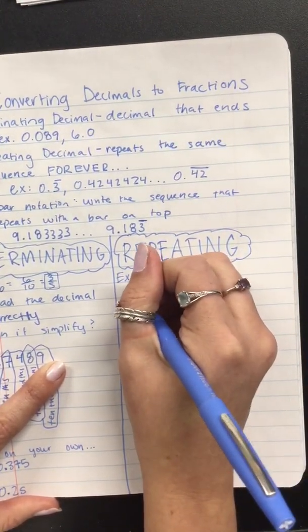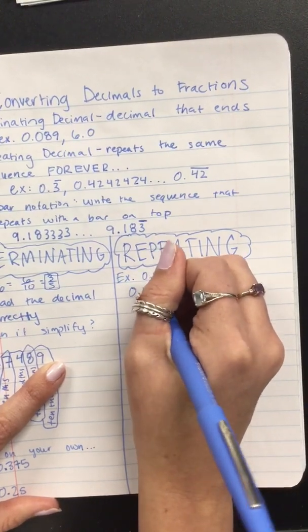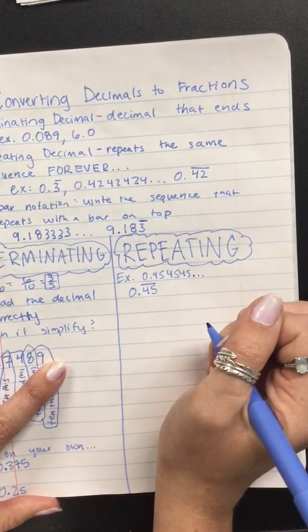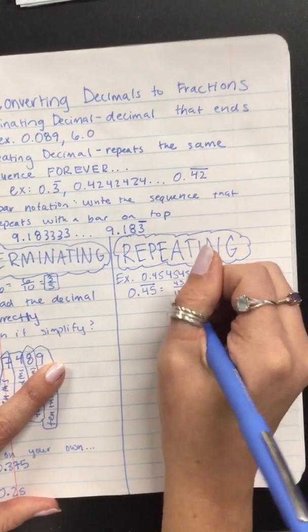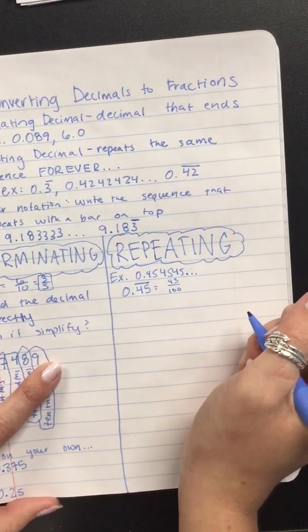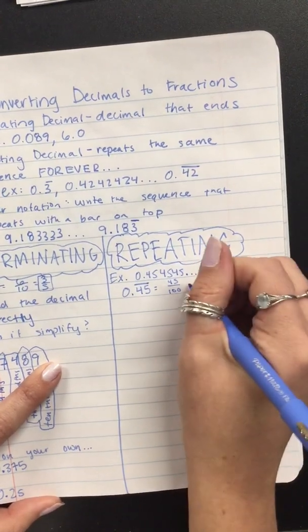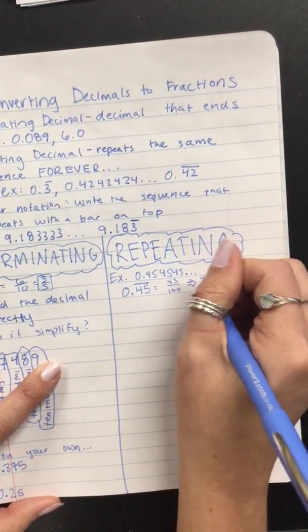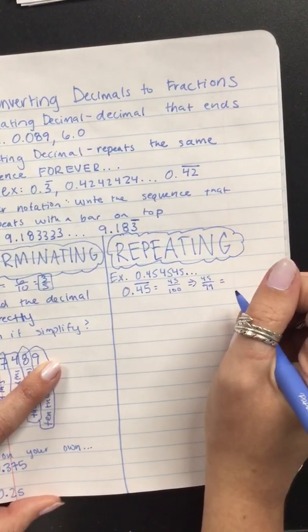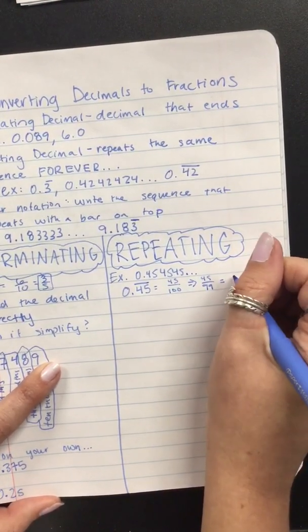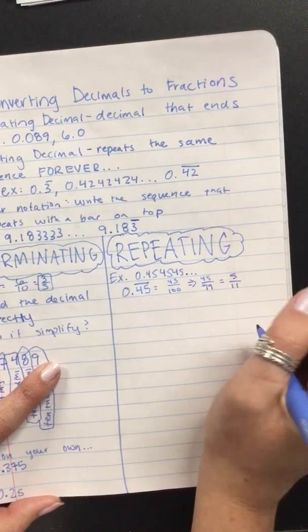So what I'm going to do is write it as just the two numbers that repeat with my bar notation, and then I would set it up like 45 over 100, but since it's repeating, we subtract 1 from the denominator. So it becomes 45 over 99. Then I simplify. I can divide both of them by 9, and I get 5 over 11.